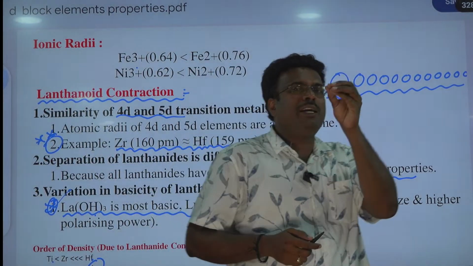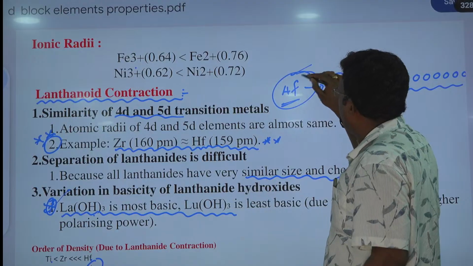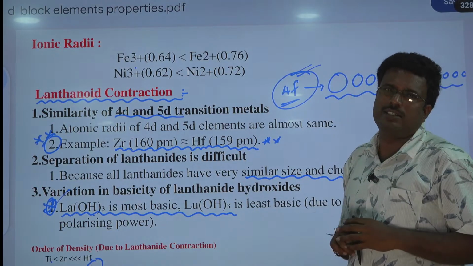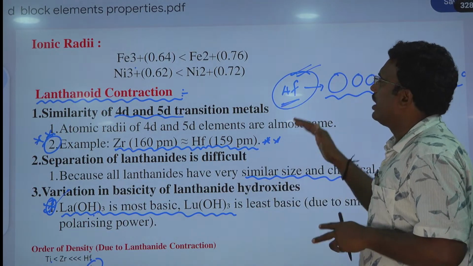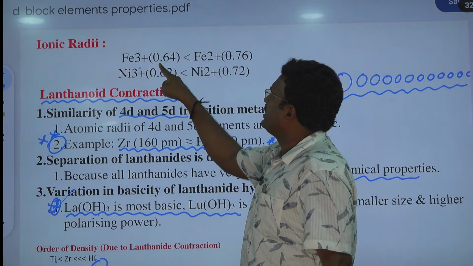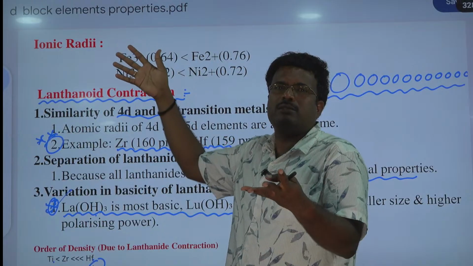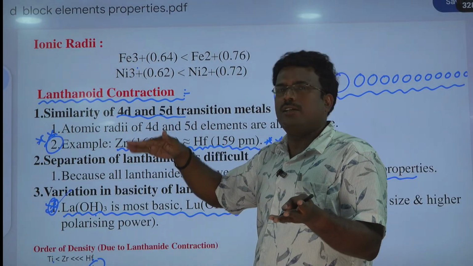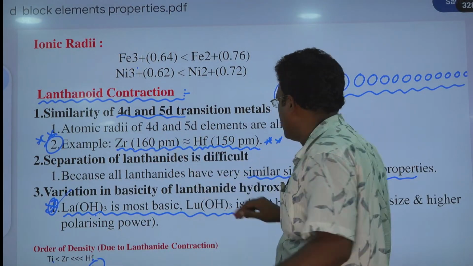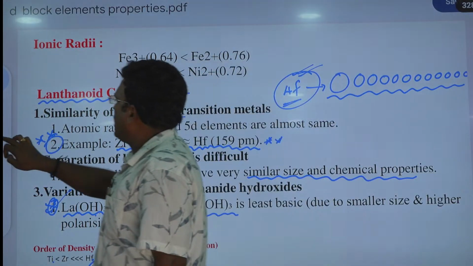In which series do we observe this lanthanide contraction? That is the 4f series. Very important concept. Whenever the nuclear charge increases, the atomic radius decreases. More positive charge means less atomic radius, less atomic size, right? Very important concept, the lanthanide contraction.